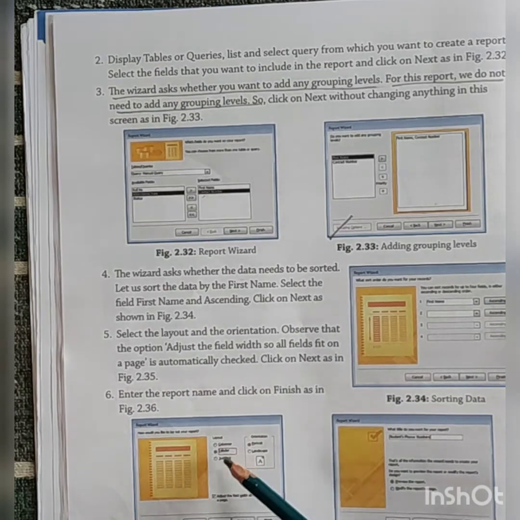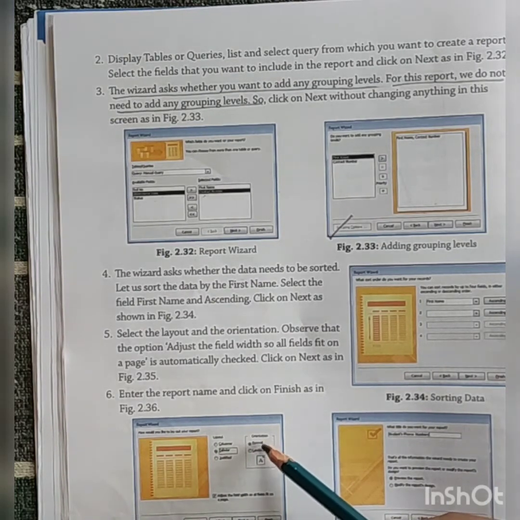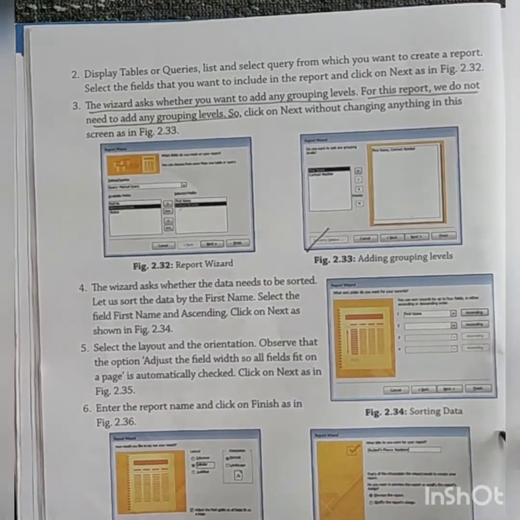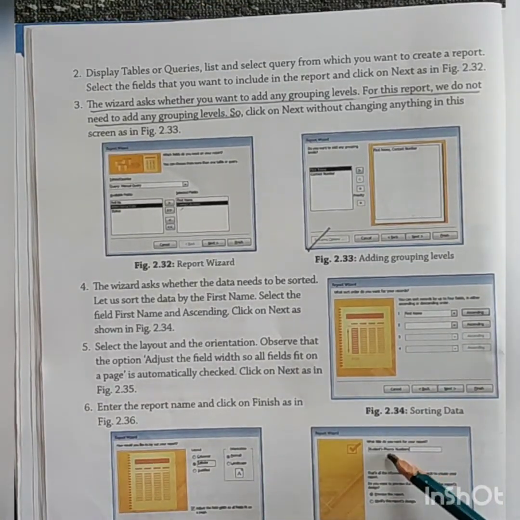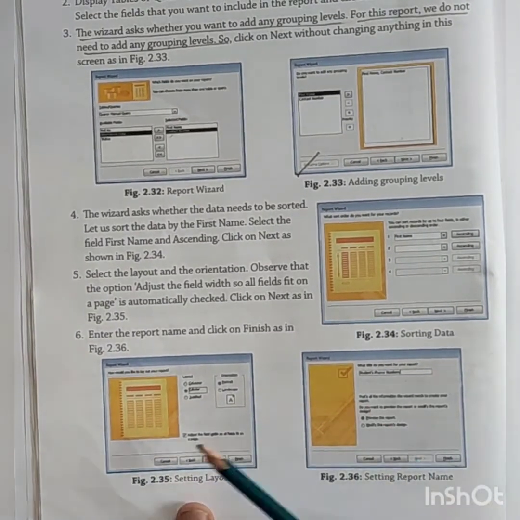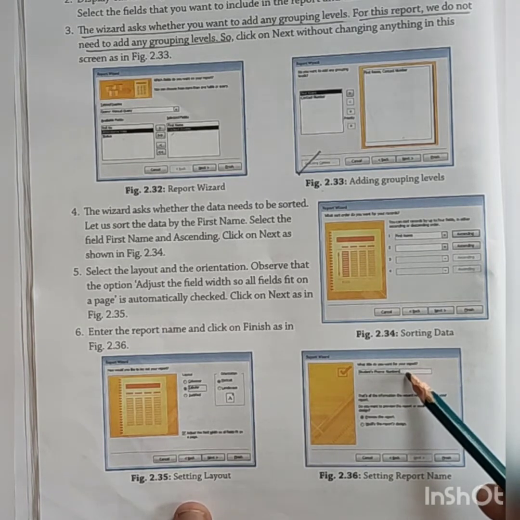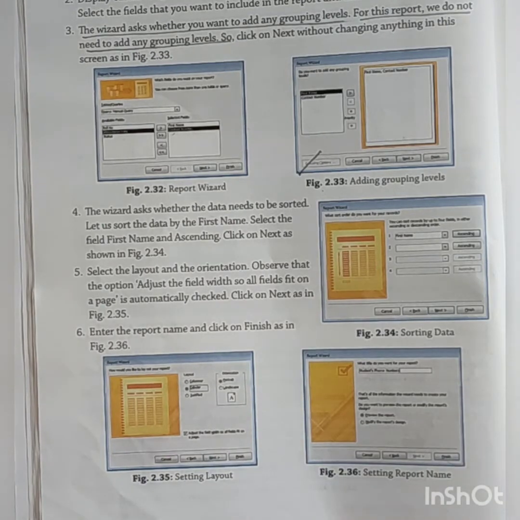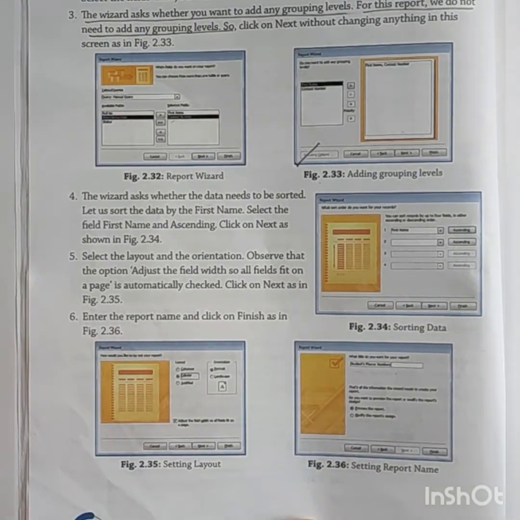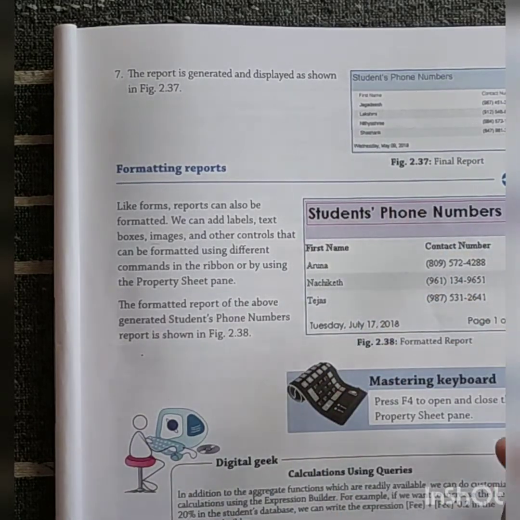Then we select whether the report will be in columnar, tabular or justified form, and the orientation, portrait or landscape. Everything is completed, then click Next. We write the name of the report, and after completing the name, we click the Finish button. After clicking Finish, we will see the report here. See, this is the report. So this way you can create a report.